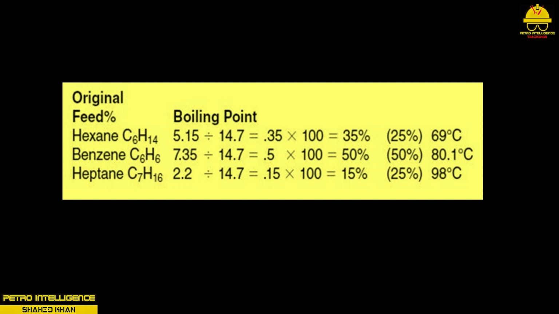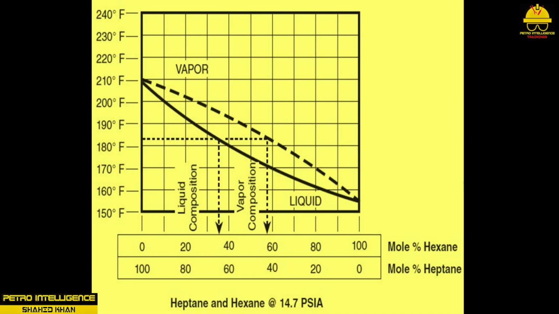The larger the difference between the partial pressures, the easier it is to separate the fractions by boiling point. The original mixture had a 25% heptane, 25% hexane, and 50% benzene liquid concentration. Equilibrium curves as shown in the picture are used to determine the composition of a vapor above a boiling liquid and how one mixture differs from another.